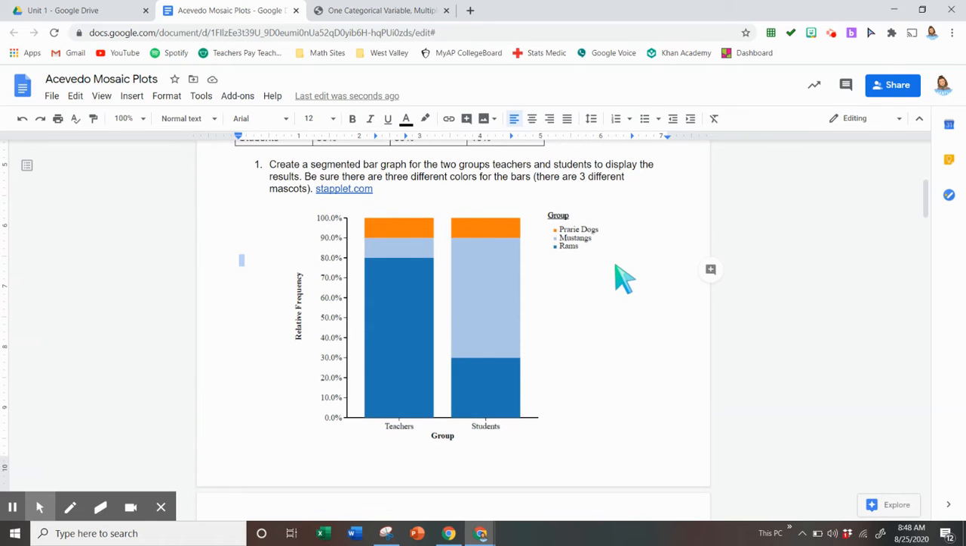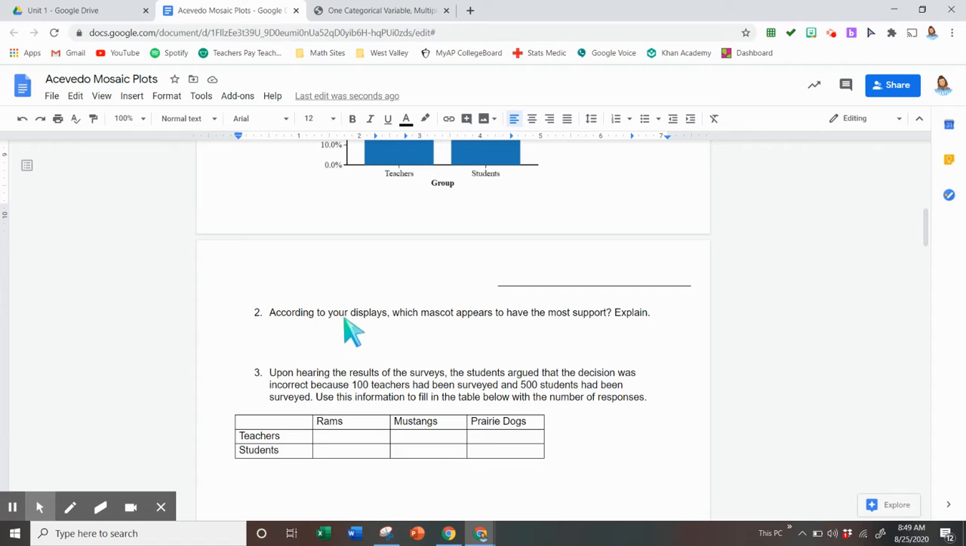So just kind of looking at our segmented bar graph, we could see that Prairie Dogs for students and teachers roughly voted this same outcome there. The Mustangs, we could tell that the students really liked Mustangs in comparison to the teachers. We could tell the teachers really liked Rams in comparison to the students. So number 2, according to your displays, which mascot appears to have the most support? Explain.